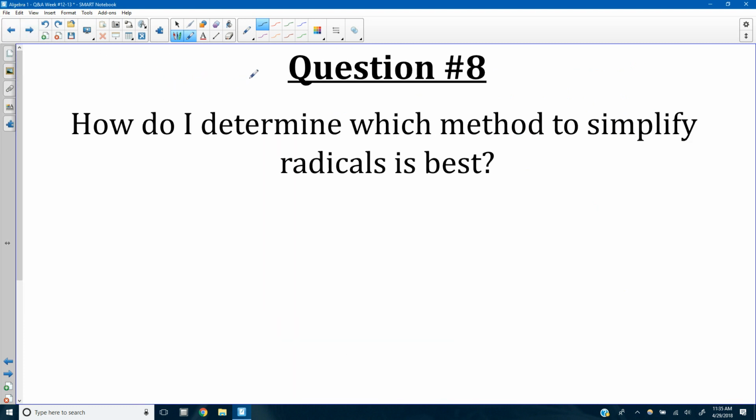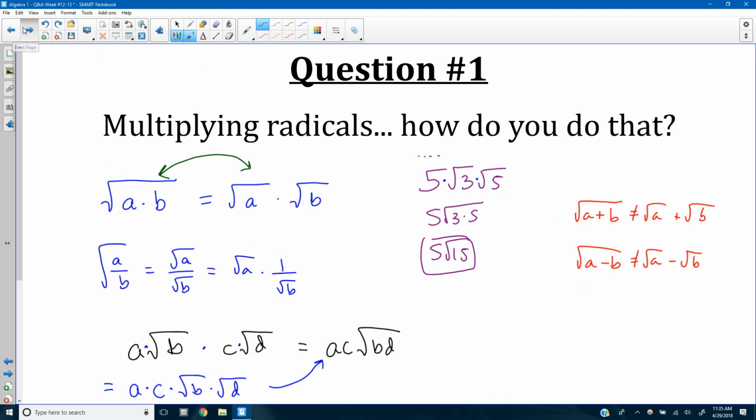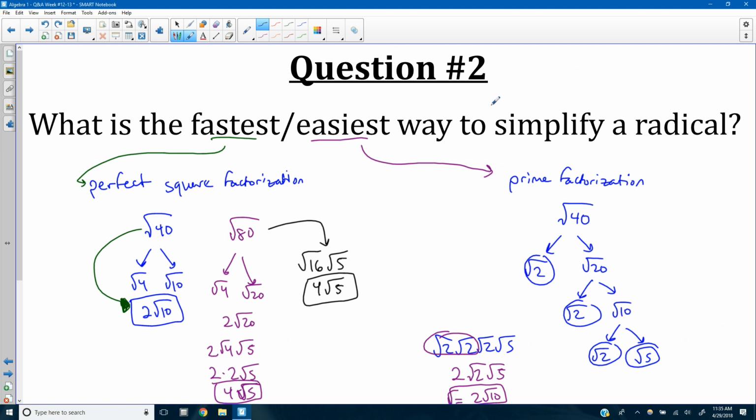Question number 8, how do I determine which method to simplify radicals is best? Well, this goes back to question number 2, and I'm going to jump back to that one for a moment. What is the fastest, easiest way to simplify a radical?